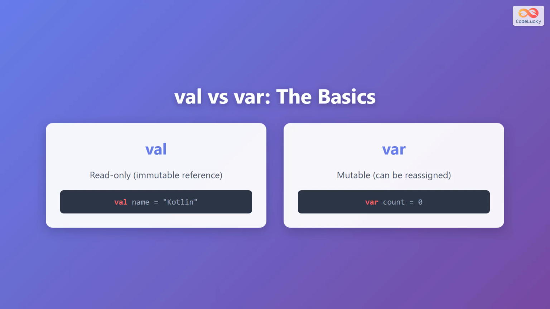On the other hand, var creates a mutable variable that can be reassigned. For instance, var count equals 0 can later be changed to a different number. The key difference is that val enforces immutability at compile time, while var allows flexibility to change values throughout your program's execution.